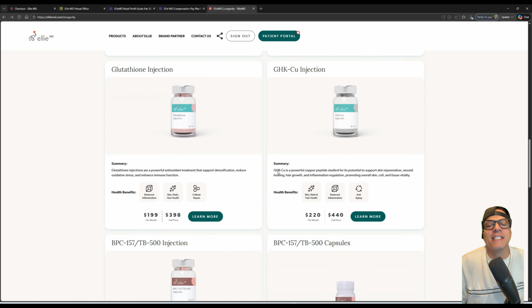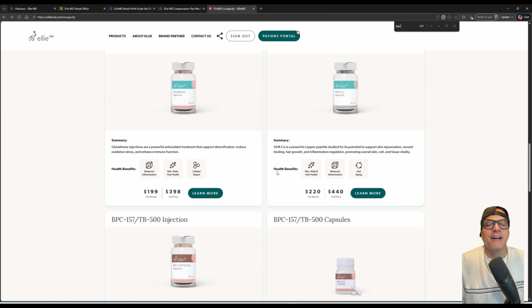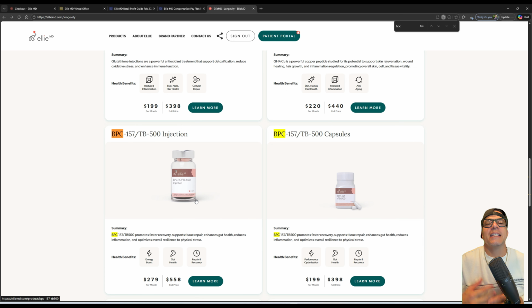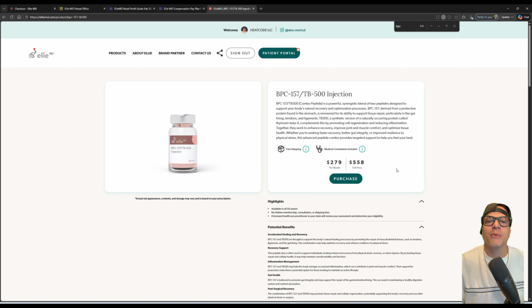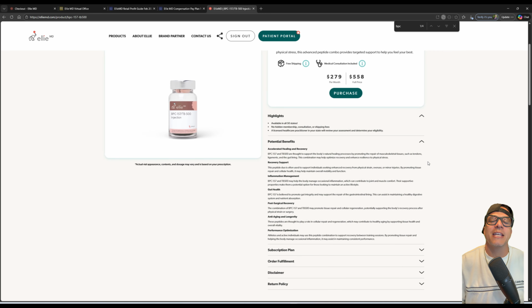Next is BPC 157 and TB 500, aka the Wolverine stack. Now, if you don't know who Wolverine is, he's a character from X-Men that has accelerated healing as his superpower. These peptides used in tandem are great for recovery and repair, tissue healing, inflammation support, joint and tendon recovery, gut integrity, and post-training or post-surgery recovery.